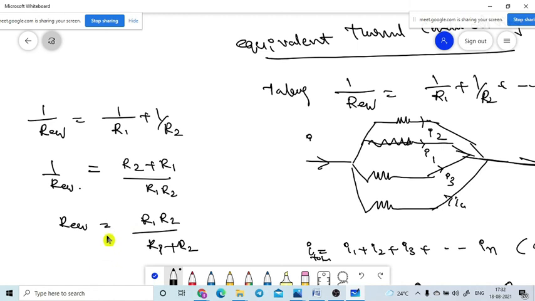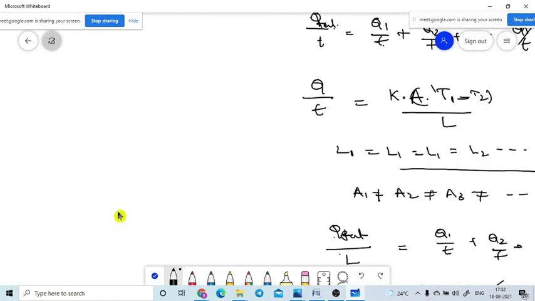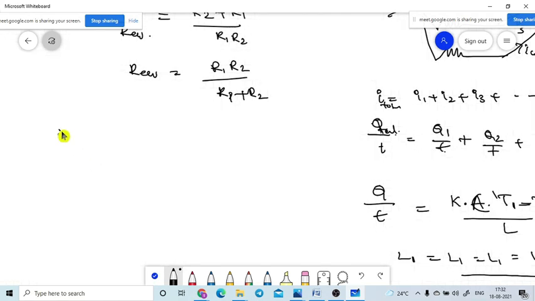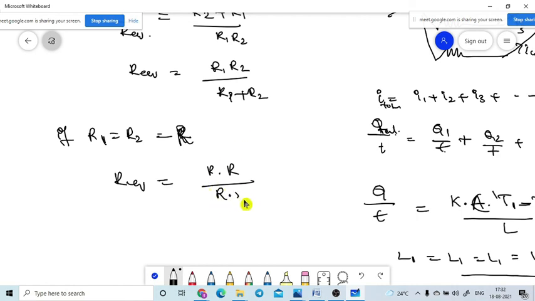So now I am applying this special case. If R1 is equal to R2, let's assume I am taking it as R. Then R equivalent when they are connected in the parallel manner is R into R divided by R plus R, which is R divided by 2R, so R will cancel. R equivalent is equal to R by 2.